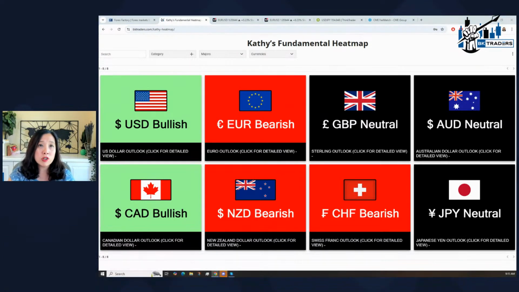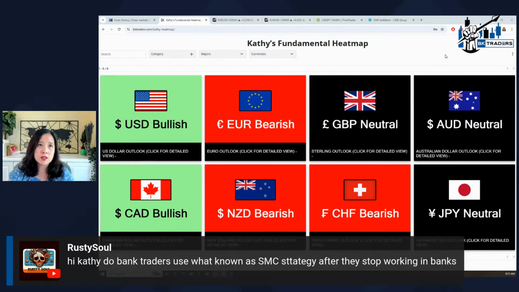Rudy asks, do bank traders use what is known as the SMC strategy after they stop working in the banks? They use SMC for certain asset classes, certain trades. But when they stop working with the banks, they don't necessarily have the same access to information.